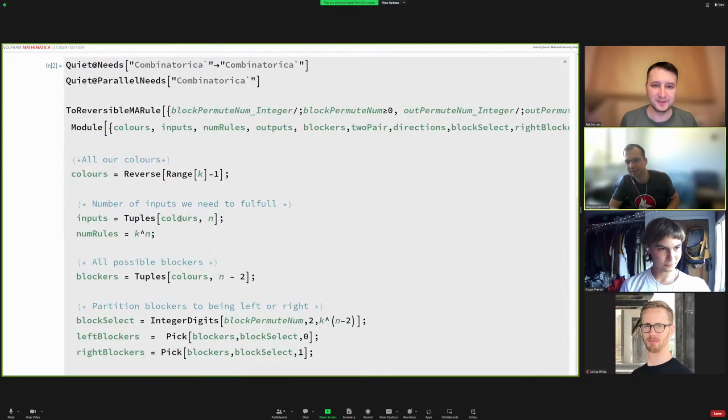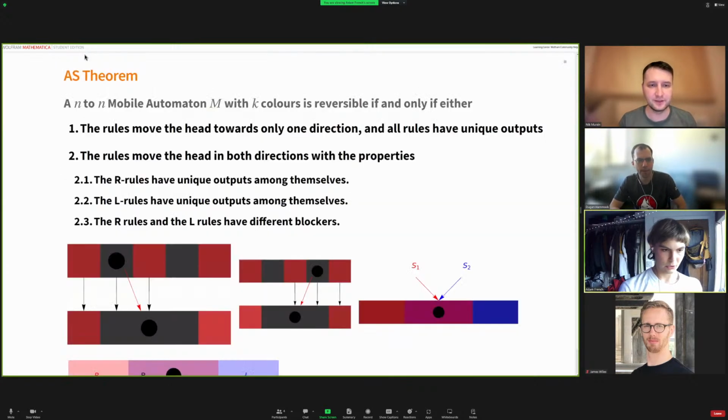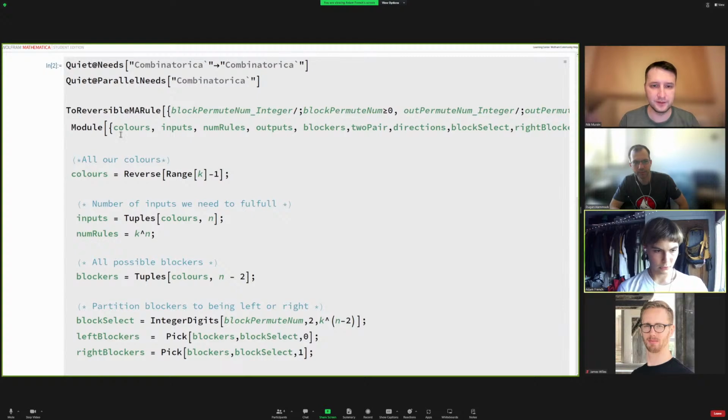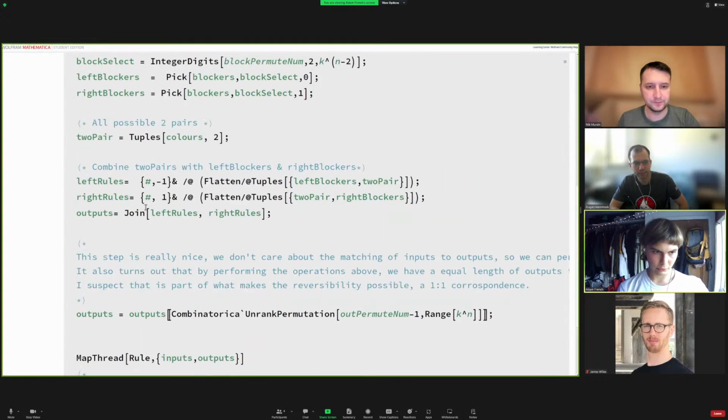You're good. So yeah, using these conditions, we're able to generate every single reversible rule.